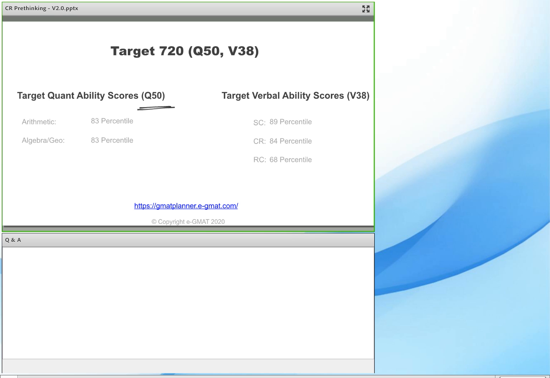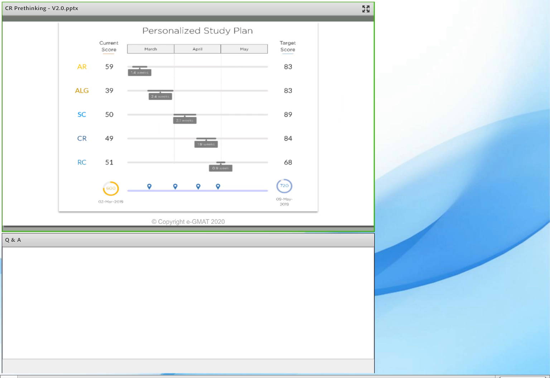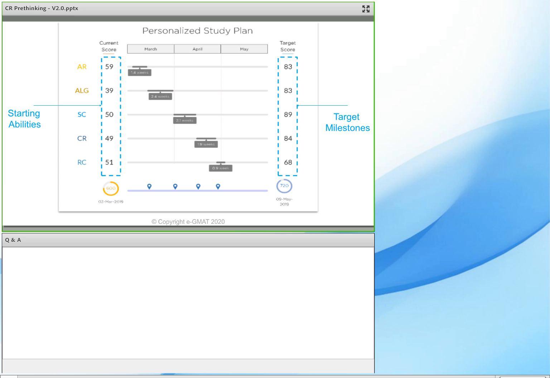If you choose to get to Q50, it says what arithmetic and algebra geometry abilities you should aim for, and similarly over here. Again, this is based on your starting abilities in these 5 subsections. Then it charts your study plan. Here, these are the abilities on the left that you got from your sigma X mock, the starting abilities, and these are the target milestones that are delivered for you. It then tells you how much time you need in every subsection to get there.